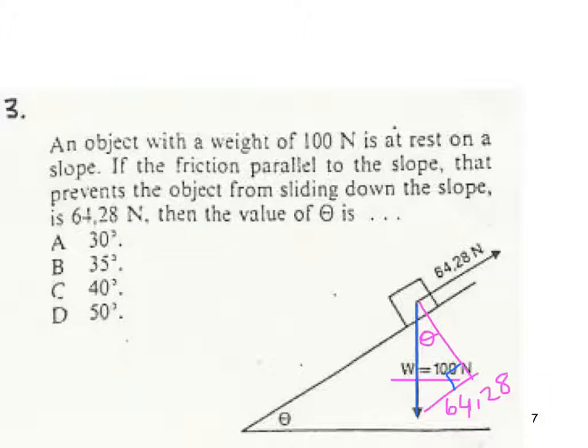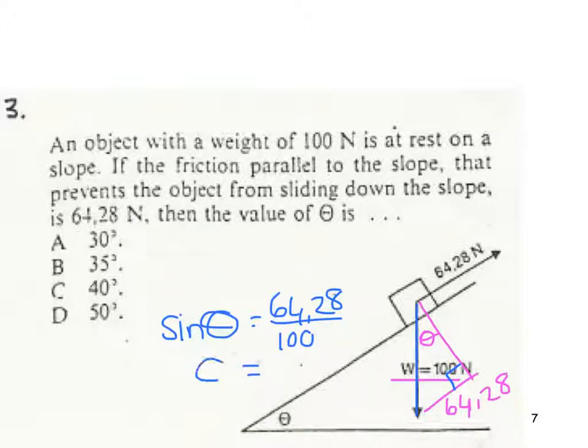So I know my opposite and I know my hypotenuse, so I'm going to say sine of the angle I do not know is my opposite over the hypotenuse, and I land up with my angle being equal to 40 degrees, which is answer C.